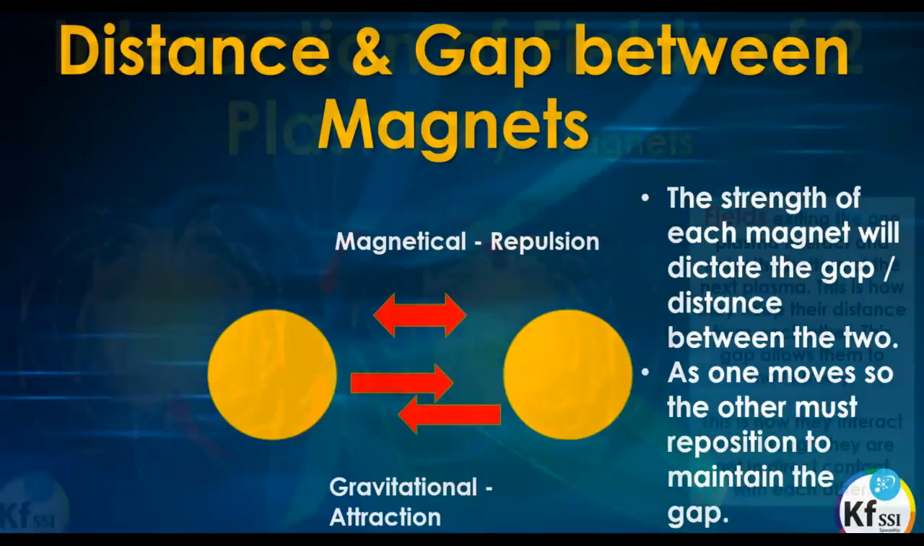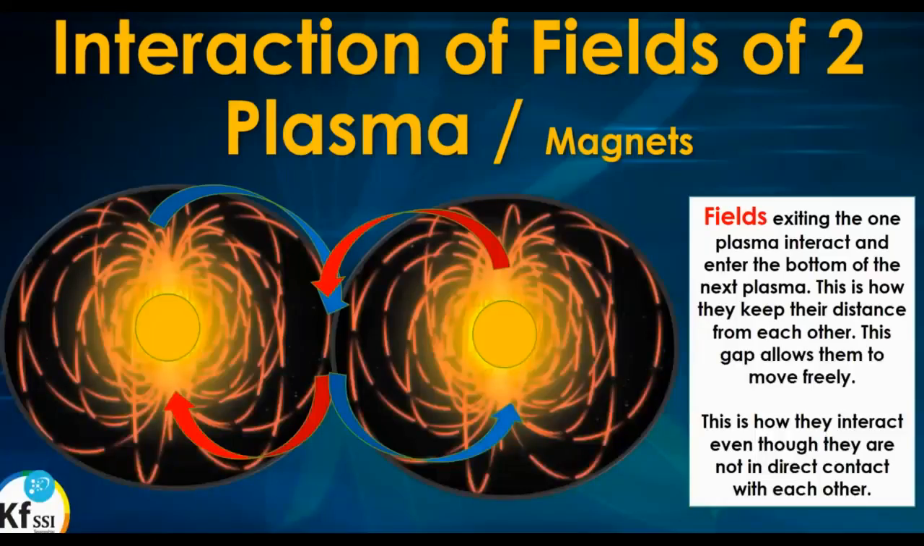And when we look at the interaction of the fields between the two magnets or two plasmas, as referred to, the fields exiting the one interact and enter the bottom of the next plasma, and this is how they keep their distance from each other and keep that gap. It's how they interact with each other even though they're not in direct contact.